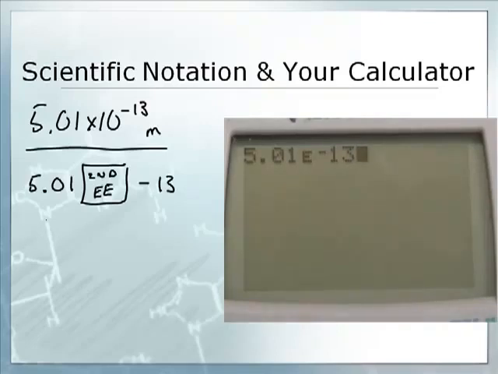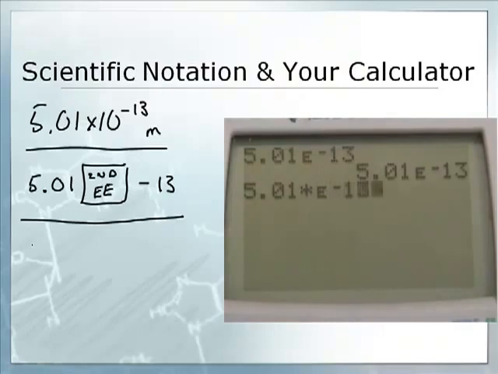Here's what I don't want to see. Do not, under any circumstances, put 5.01 times second EE, negative 13. Because if you do, when you press enter, it'll be 10 times too big. You get a wrong number. It just screws everything up. So watch that.